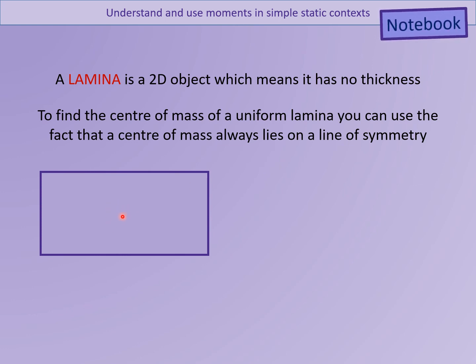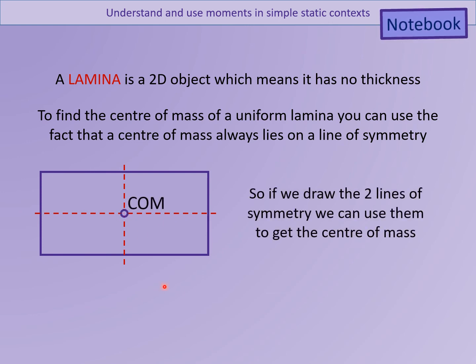It's going to be somewhere in the middle, and the way you could find it is by putting in the two lines of symmetry. So it's got a line of symmetry there, it's got a line of symmetry there. That bit just there is where the centre of mass is going to be. Okay, and that technique can work for anything, any shape.